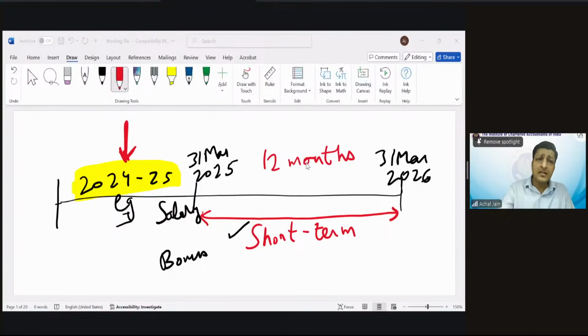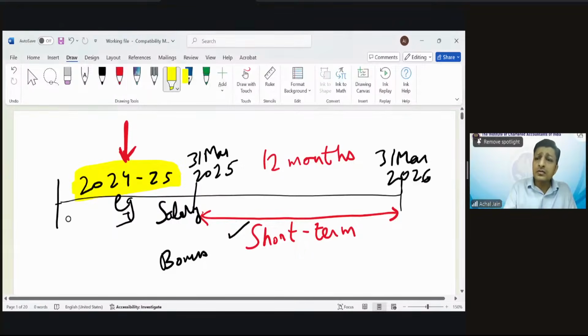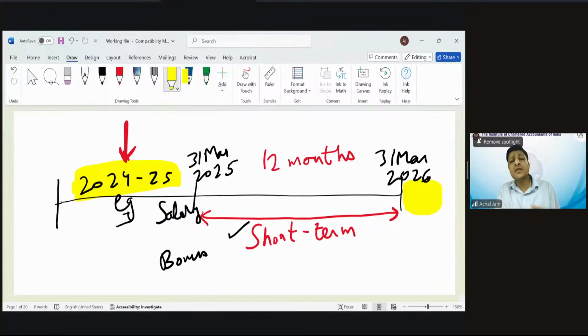So that means you are talking about this period, right? When you say any benefit which is payable after 12 months from the balance sheet date, do you call it short term? No, that is not short term. Now, what kind of benefit is that? That could be other long term, post employment. So that is something we'll have to find out. When we discuss the other types, you'll get to know about it.